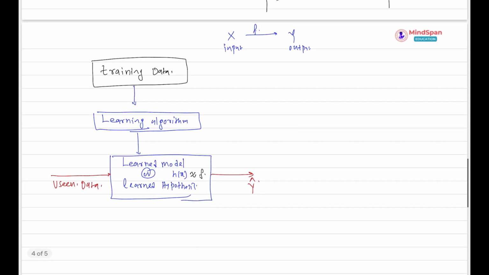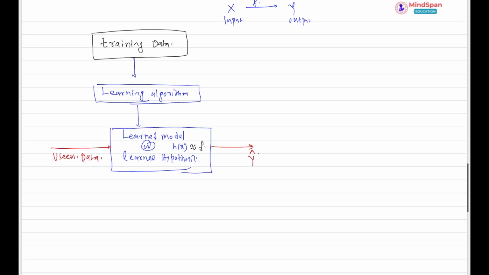So in this lecture, next we will start with some basic terminology, and then we will move to our first supervised learning algorithm, that is linear regression.